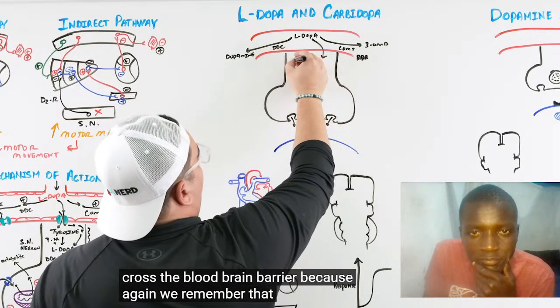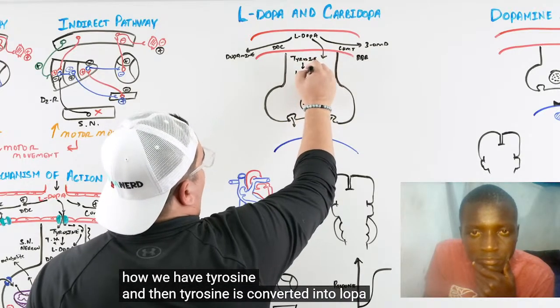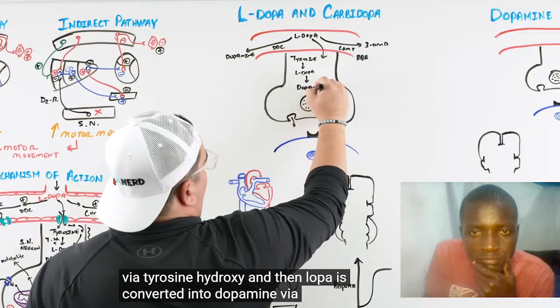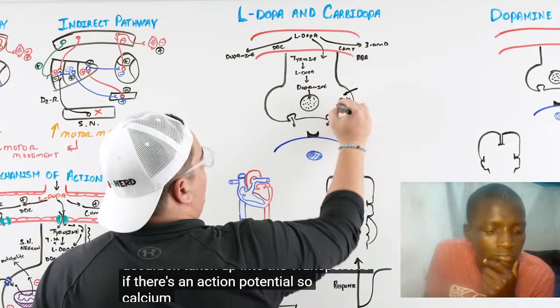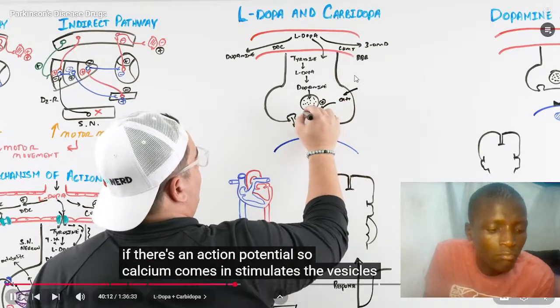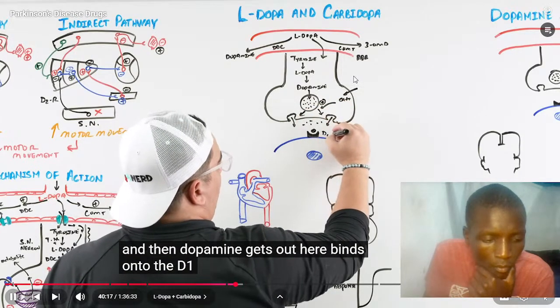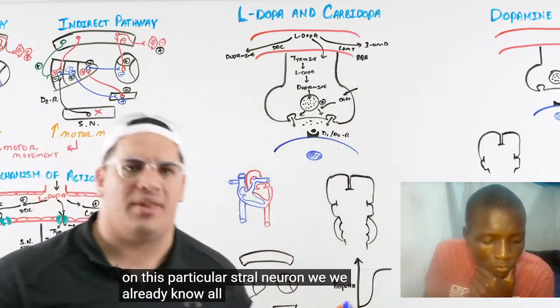Because again, we remember that we talked about how we have tyrosine, and then tyrosine is converted into L-DOPA via tyrosine hydroxylase, and then L-DOPA is converted into dopamine via DOPA decarboxylase, taken up into the transporters. If there's an action potential, so calcium comes in, stimulates the vesicles to fuse, and then they release dopamine. And then dopamine gets out here, binds onto the D1 or D2 receptor, and then acts on this particular striatal neuron. We already know all this, right?